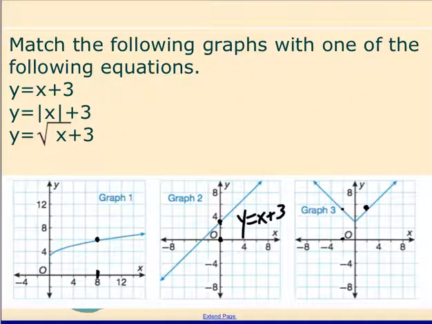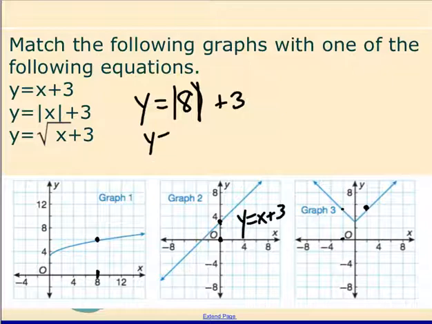Let's try some other points. So y equals the absolute value of x plus 3. Let's try 8 again. That's fine. So y equals the absolute value of 8 plus 3. So that should, again, be y equaling 11. But y does not equal 11, so that's not going to work. So let's check graph number 3.